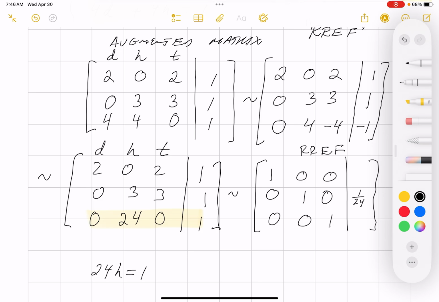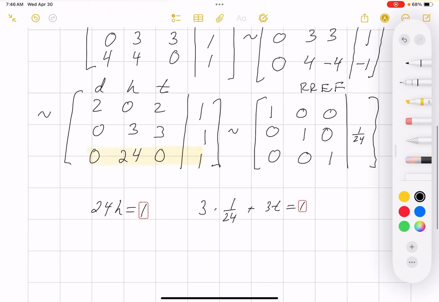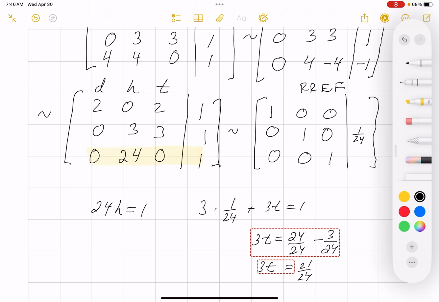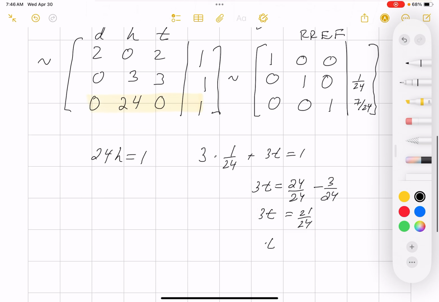All right, I'm going to go to the second row now and write this down. So it's going to be 3H. What's H? It's 1 over 24 plus 3T is equal to 1. All right, this is going to be 3T, and that's going to be 24 over 24 minus 3 over 24. That's going to be 3T is 21 over 24. So T is going to be 7 over 24. Again, T is 7 over 24.